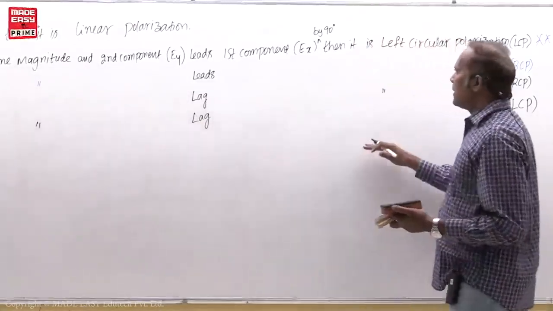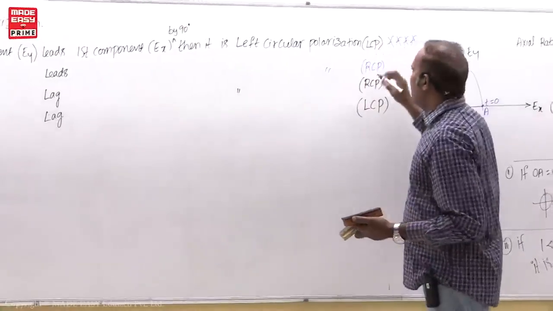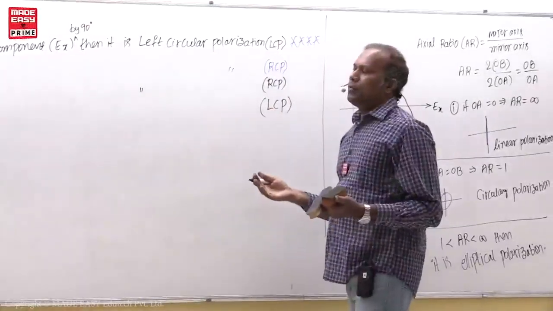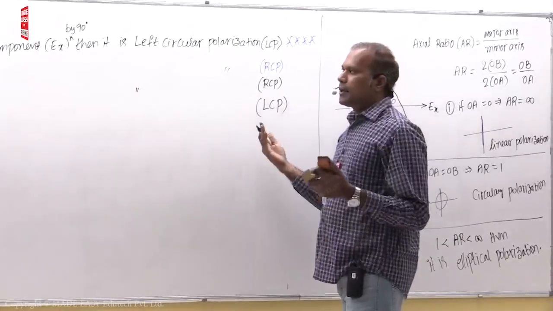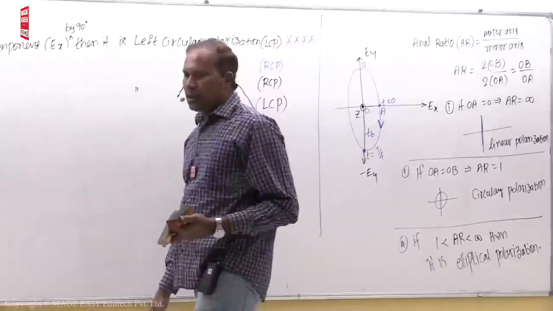So now you have to remember two statements: one statement for linear polarization, one statement for circular polarization. Automatically, if it is not linear and not circular, it is elliptical polarization. We will solve the question, you will understand.